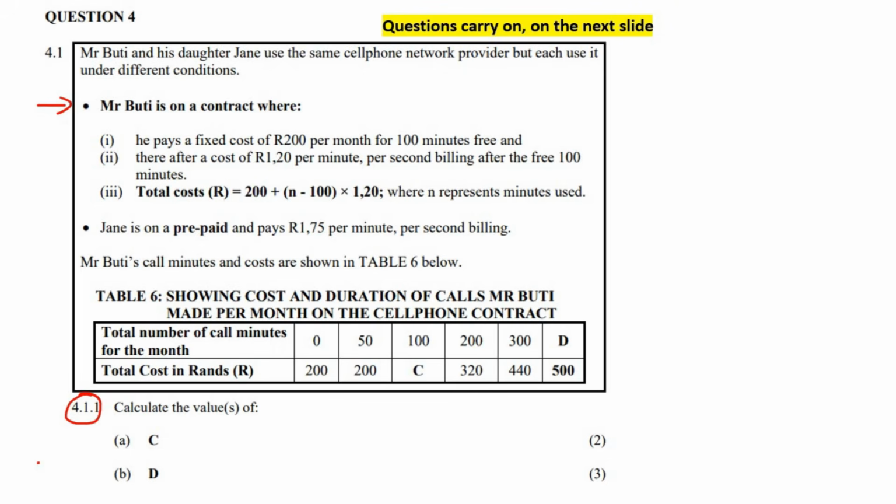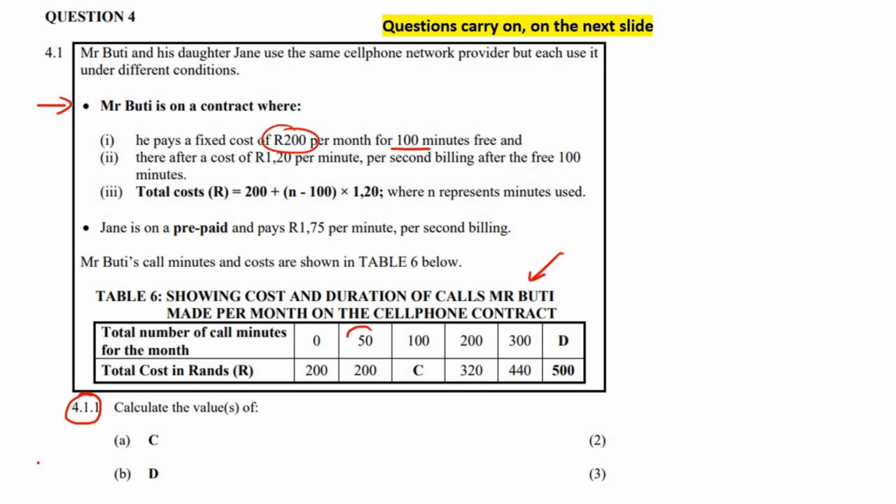This is all for Mr. Booty, this table. So think about this carefully. If Mr. Booty does not make any phone calls, then how much does he pay per month? He still pays 200 Rand because that is what his contract is worth, okay? Now, think about this carefully. How many minutes does he get for free? He gets 100 minutes for free.